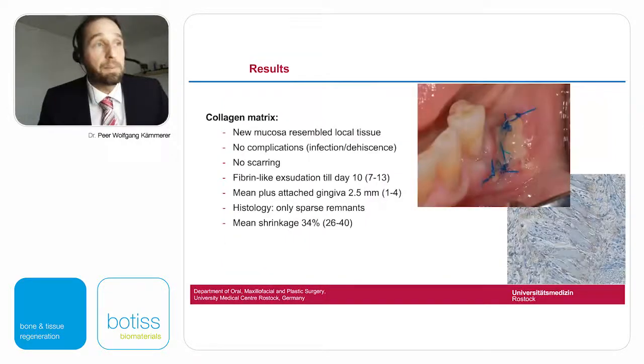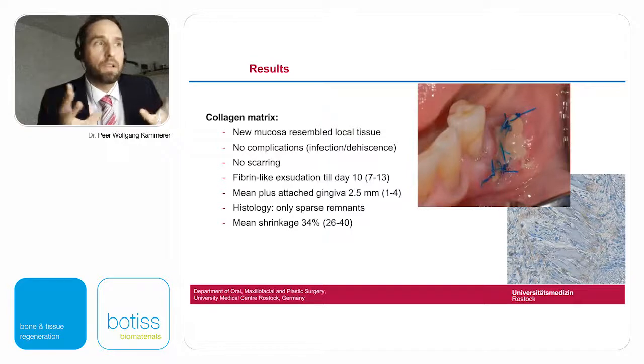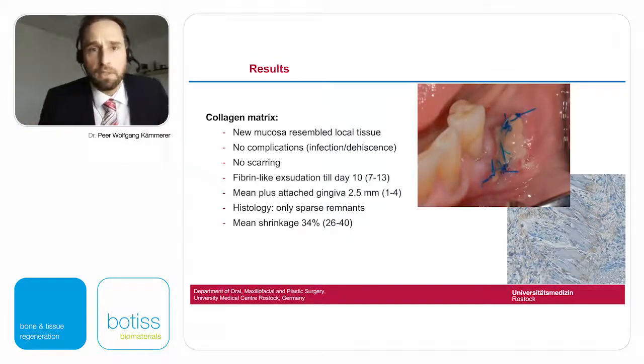So you have to keep in mind this will happen when you use these membranes at the beginning, but it's not bad. It works. So what we saw is that the new mucosa growing under the membrane, which is a barrier for protection. The new mucosa is the same as in the local tissue. We did not see any complications, like inflammations or dehiscencies.